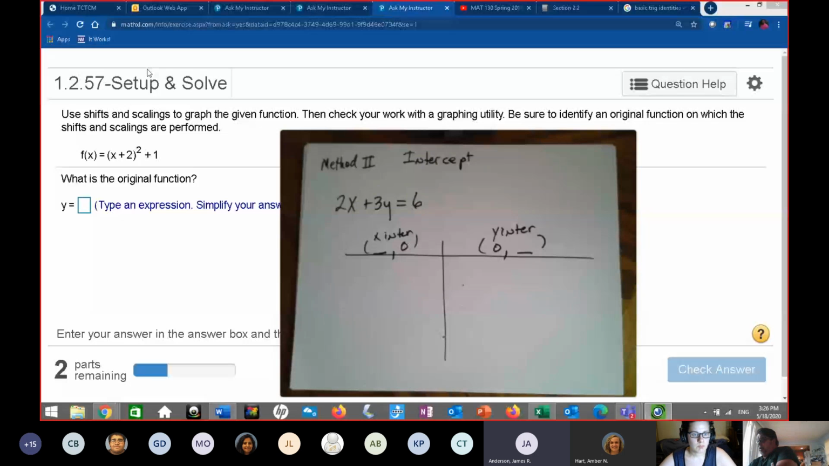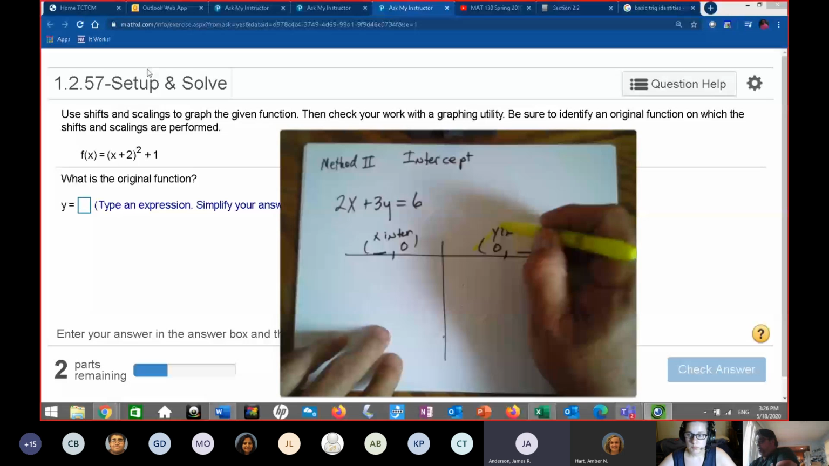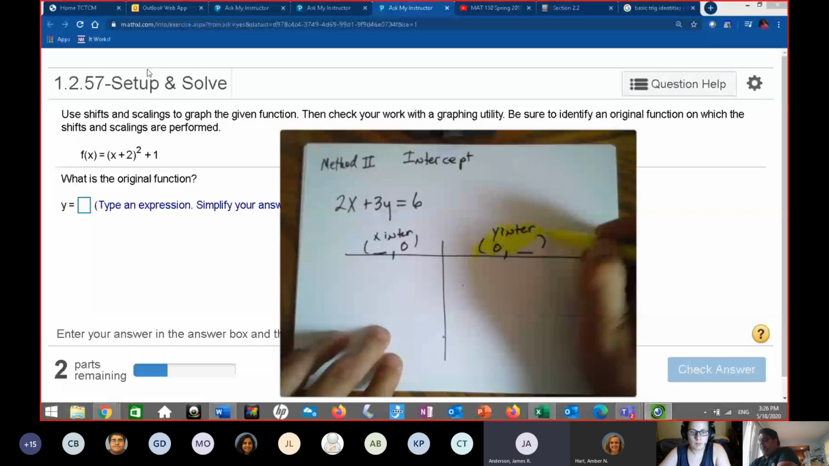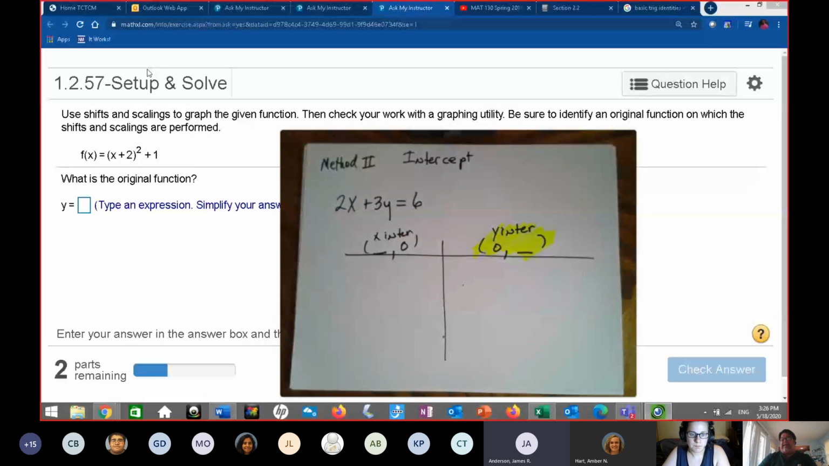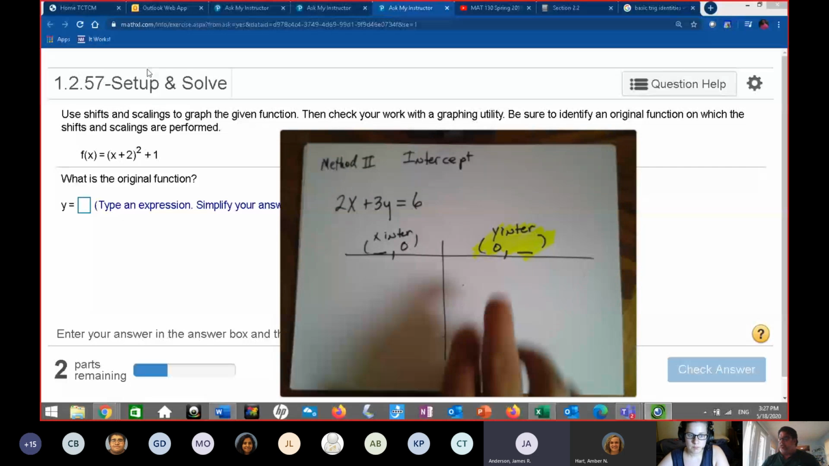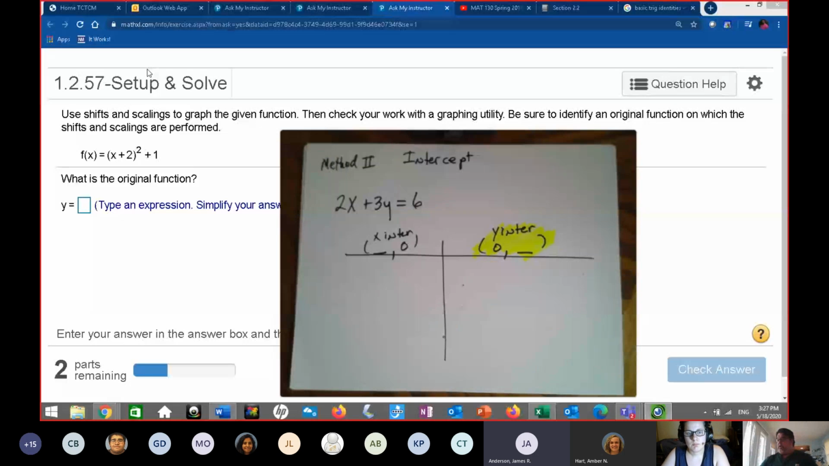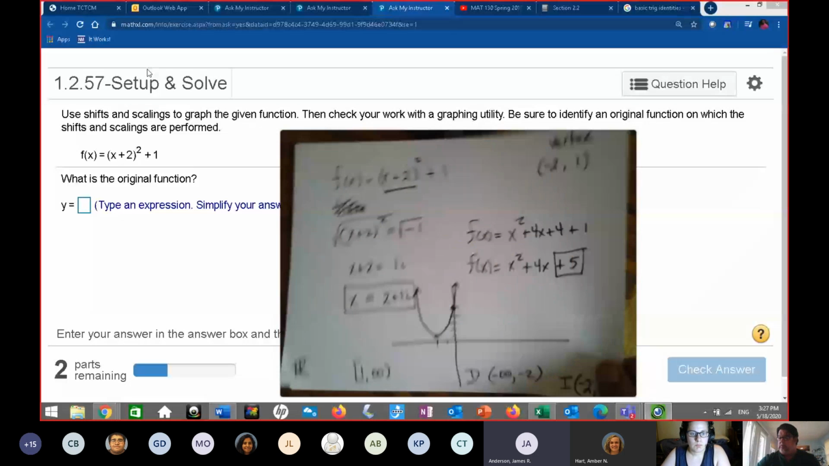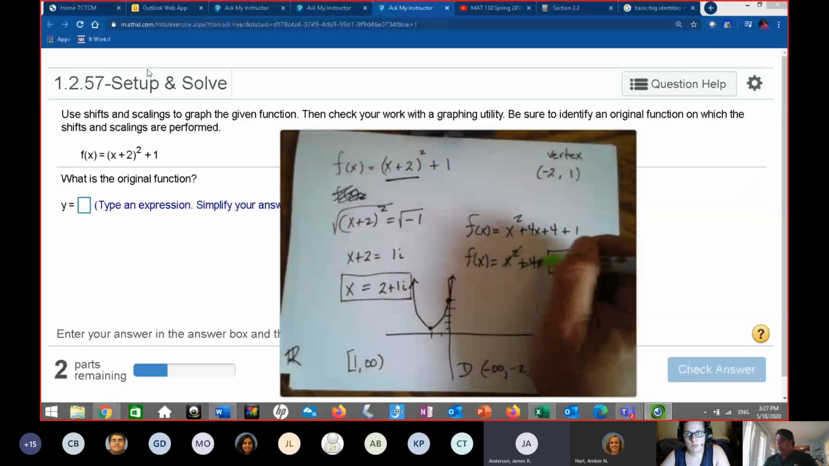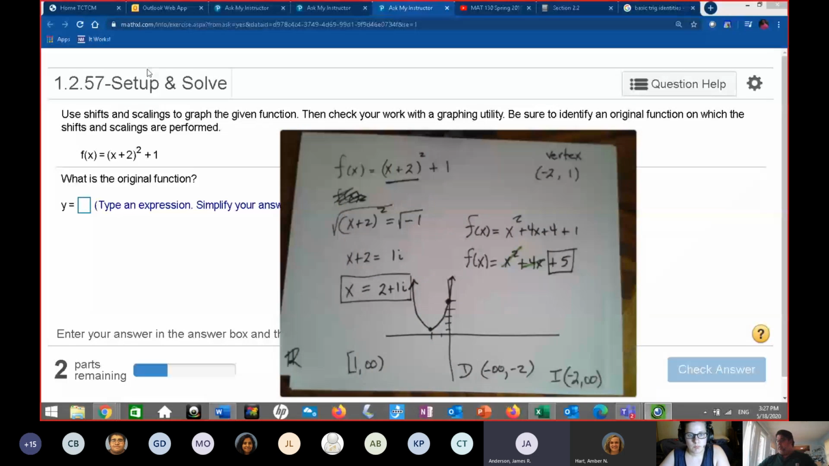I don't care if you're in Marketing 101, Calculus 5, differential equations, thermodynamics, statics, I don't care what you're in. If you ever want to find the y-intercept, what do you plug in for x? 0. And if you plug 0 in right here, what happens to these terms? They cancel. And you're left with 5.